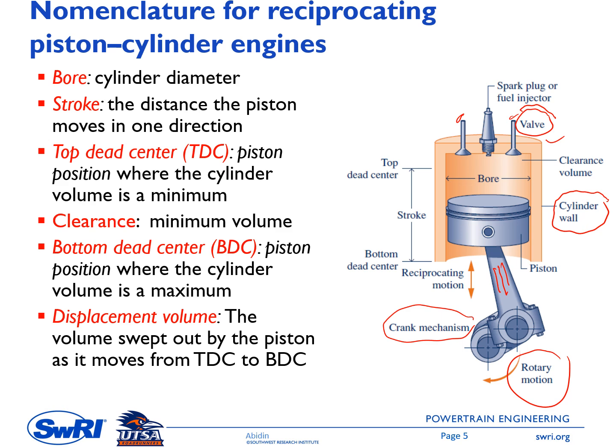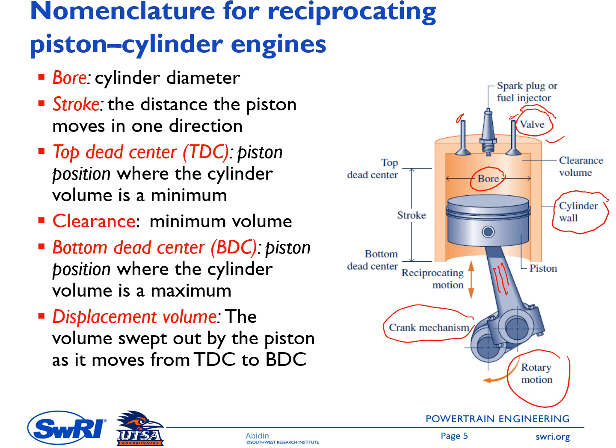On the left side, there are some nomenclatures for a reciprocating piston cylinder engine. Now, one here is what is called bore. Bore is the diameter of the cylinder, so this one. And then stroke. Stroke here is the distance the piston moves in one direction, so either the piston moves down or moves up, from the initial point to the final point. So the distance is called stroke.